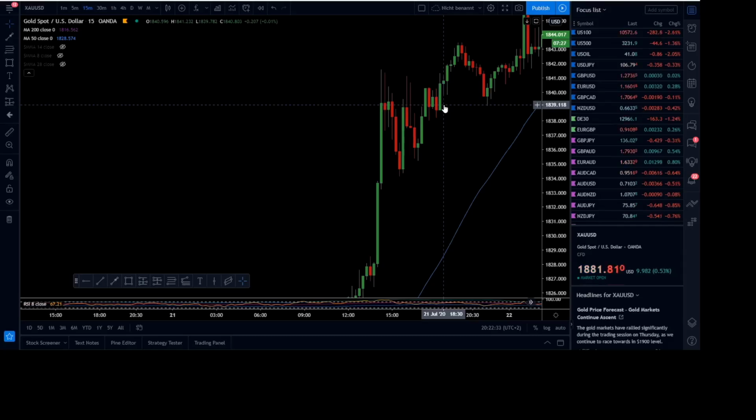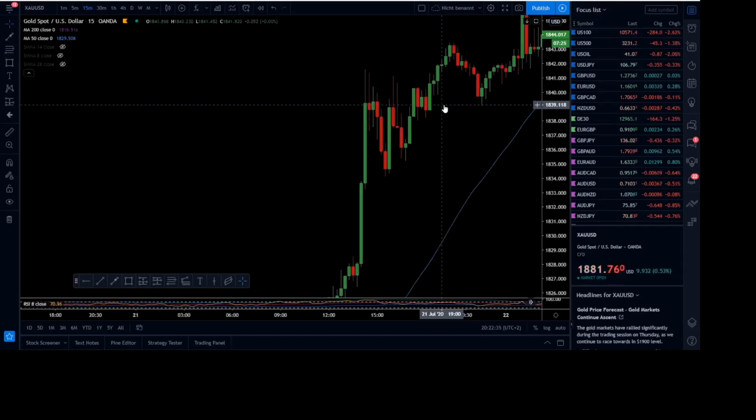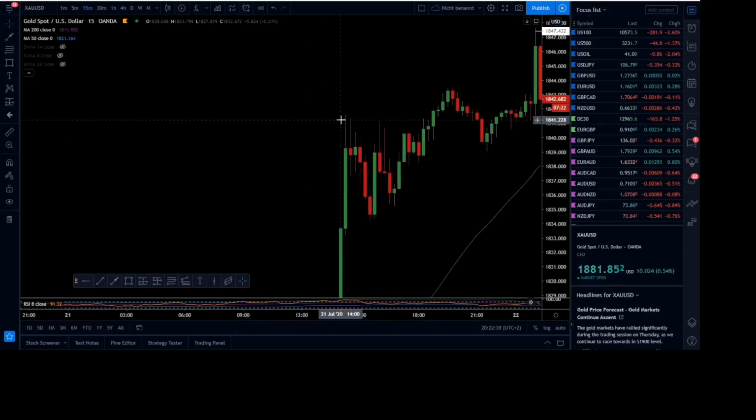But let's talk about the next pattern that you can use for an entry. This is what I call the triangle, or however you want to call it. It is a channel.